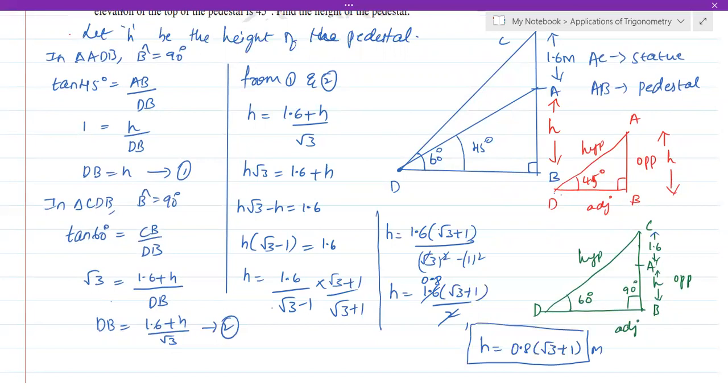Anyhow, so as you can see here, we have found the height of the pedestal. Again, we have used the same logic. We had two right angle triangles. DB was the common side. So using the first triangle, we found DB. And using the second triangle, we found DB. Equate it, you'll get the answer. Very simple, isn't it? So let's get into the next question.